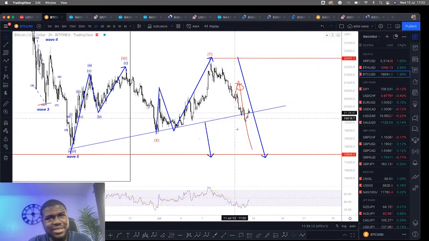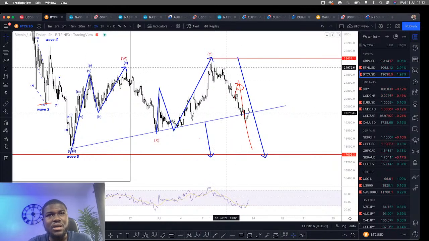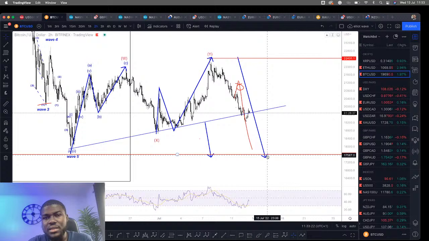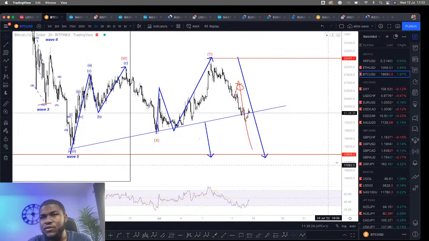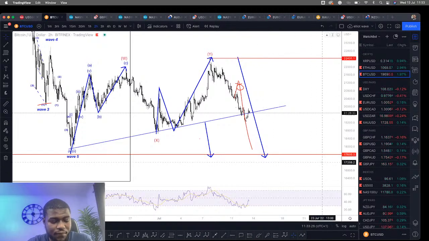So what we are seeing here, without disturbing ourselves looking deeper into the time frame counts, we don't need all those. We know it's an impulse that has started from here and it's going to hit the bottom of 17,600. Definitely, that's very sure, guys.